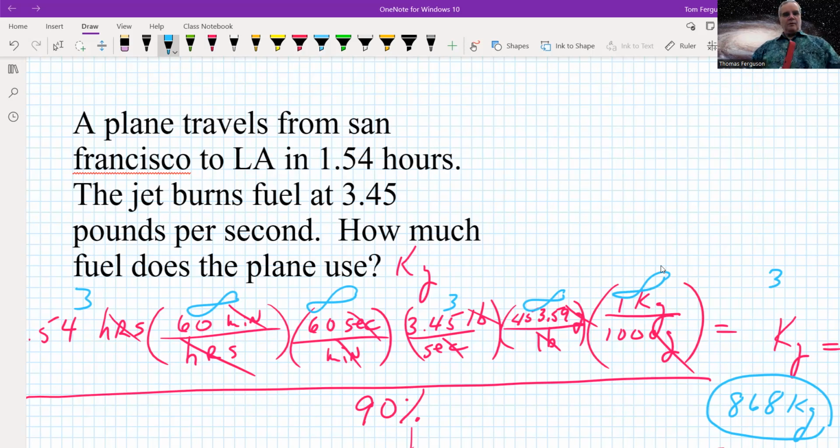And we're gonna burn that plane's engines for 1.54 hours. We're gonna use up that much fuel.